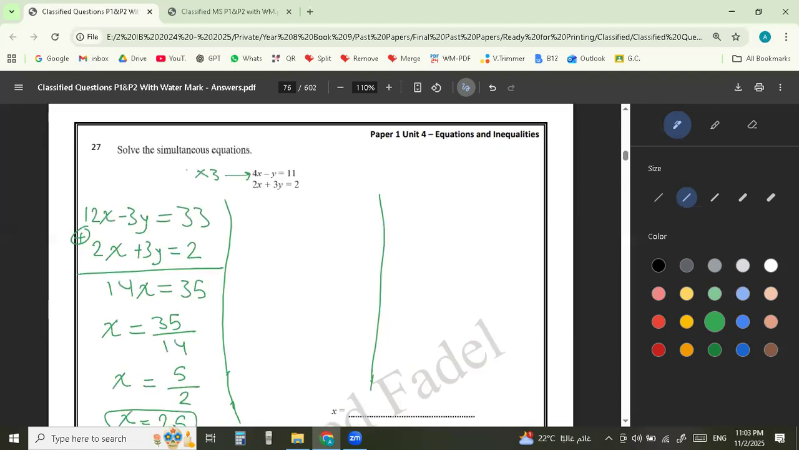Use the first equation, 4x minus y equals 11. So 4 times 2.5 minus y equals 11. 4 times 2.5 is 10, minus y equals 11. So negative y equals, send the 10 there, negative 10, 11 minus 10 is 1. So y equals negative 1.